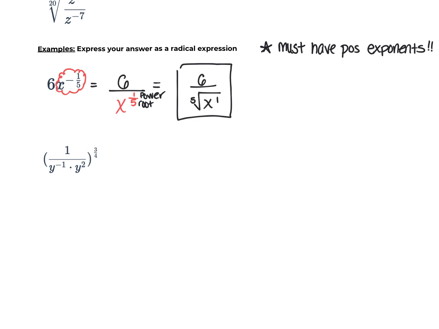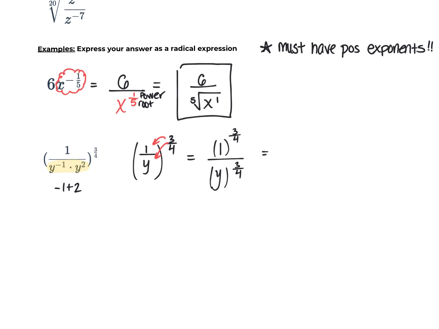So in order to do the second problem, we need to do some work first. So the first thing maybe we could do is multiply those by adding the powers. So -1 plus 2 is 1. So we have 1 over y to the 3/4 power. And when we have a power on the outside of a fraction, we have to distribute to the top and the bottom. So we have 1 to the 3/4 over y to the 3/4.